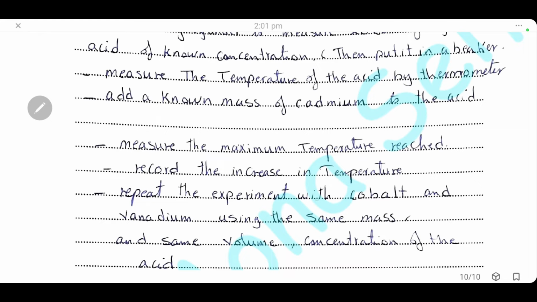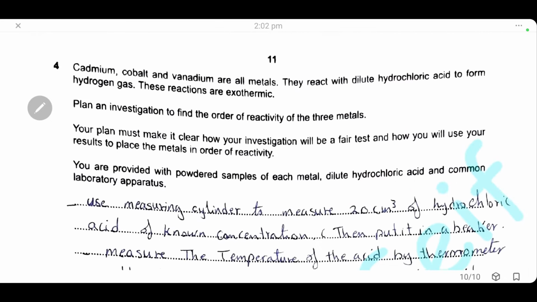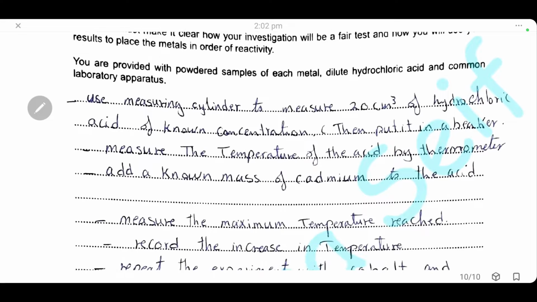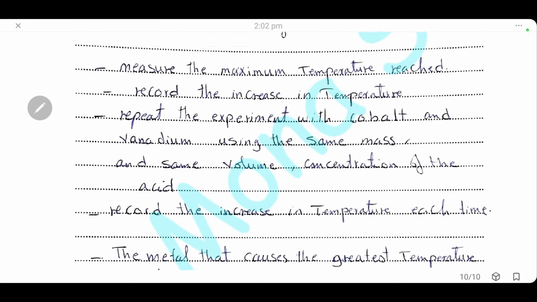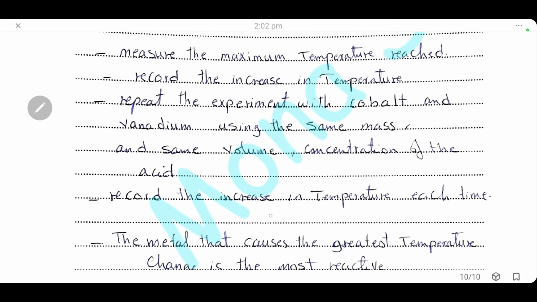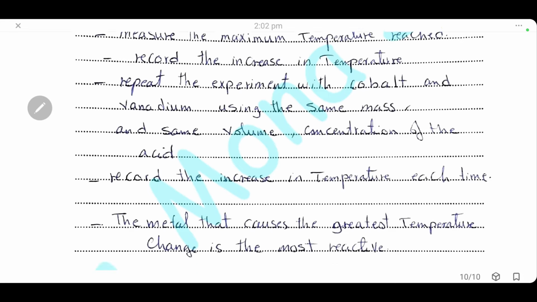We will repeat the experiment with the other metals, cobalt and vanadium, of course, for the 2 metals. We will repeat the experiment using the same mass of the metal, the same volume, and the same concentration of the acid. Each time we will record the increase in temperature, which is the difference between the final temperature minus the initial temperature.